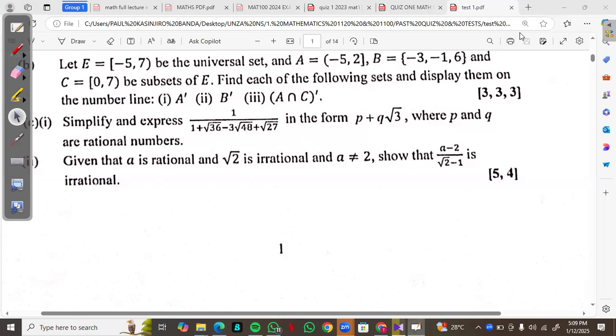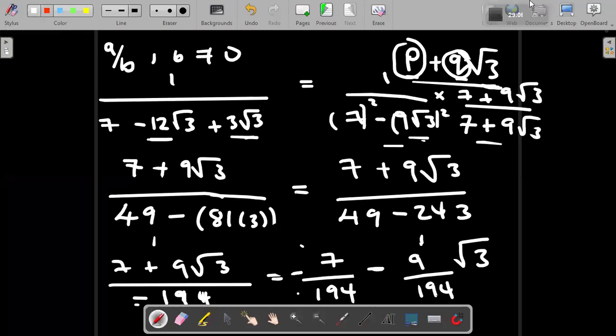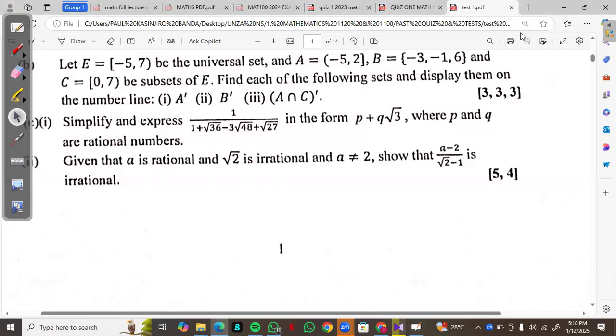The question that follows is a bit tricky, I think, but it's easy. It's saying, given that A is rational. So if A is rational, it can be expressed in the form A over B, where B is not equal to 0, and A and B have no common divisors. Then they are telling us root of 2 is irrational.